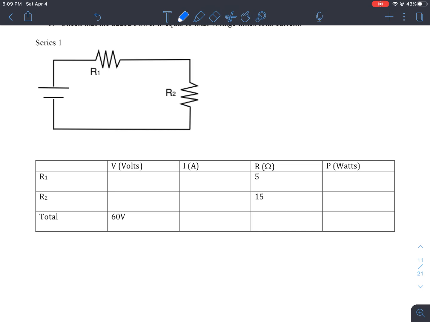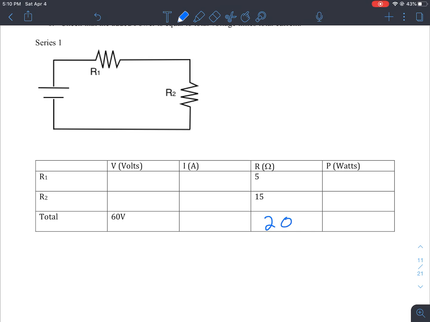So we only have certain pieces of information. So you just start wherever you have the most information. So we have the resistances. So there's 2 resistors, and resistance just simply adds. So we take resistor 1 plus resistor 2, so 5 plus 15 is 20.